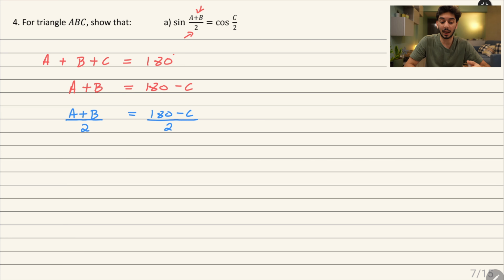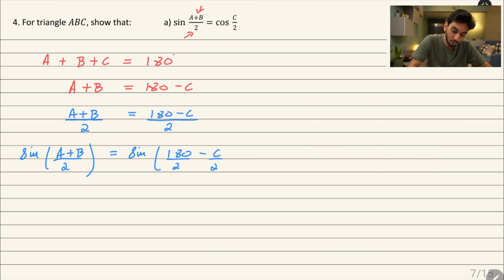And now I can see I need sine of (A plus B) upon 2. So I take sine on both the sides. So it becomes sine of (A plus B) upon 2 is equal to sine of (180 upon 2 minus C upon 2). What did I just do over here? I just distributed the denominator with both the terms in the numerator. Now 180 upon 2, 2 times 1 and 2 times 90. So in my right hand side, I have sine of (90 minus C upon 2).